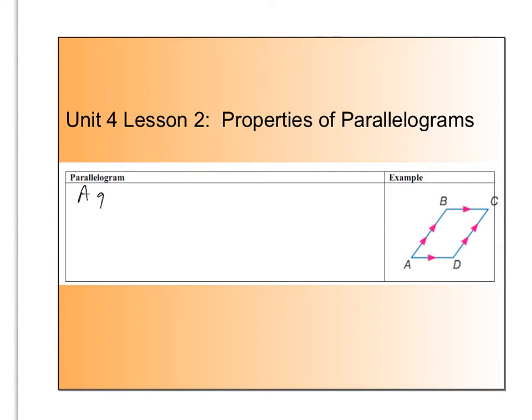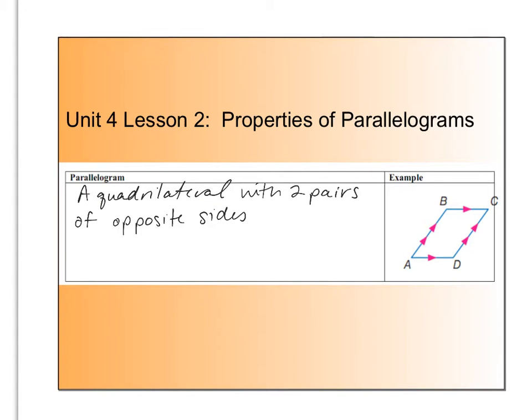A quadrilateral with two pairs of opposite sides parallel. A quadrilateral with two pairs of opposite sides parallel. That is a parallelogram.